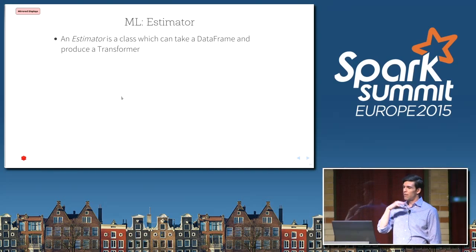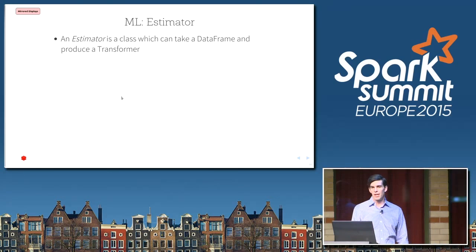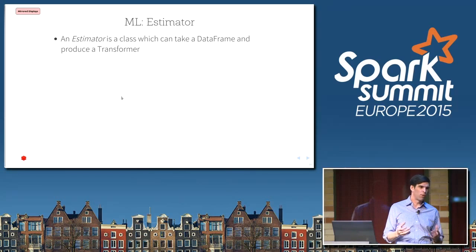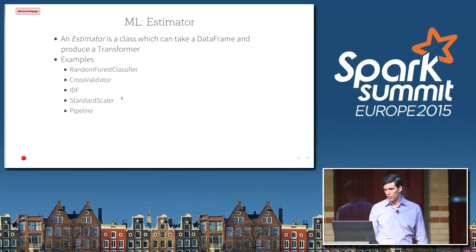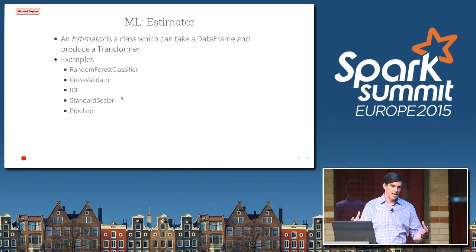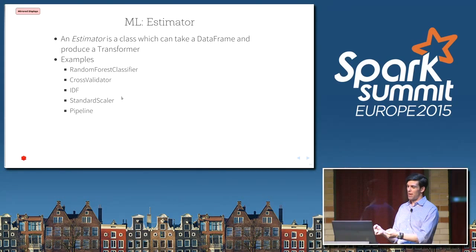Now, estimators take data frames and produce transformers. So here you're going to have more examples of the actual machine learning models, but also other stuff that you might not necessarily think is an estimator, because you'll see it under the feature extraction and transformer sort of category. So an example of this would be, you're building a model, a random forest classifier. That's going to produce a random forest model that comes out of it, and that model is going to be a transformer where we can make predictions. But the classifier that actually contains the information about how we go and train this thing and produce a model is going to be an estimator.